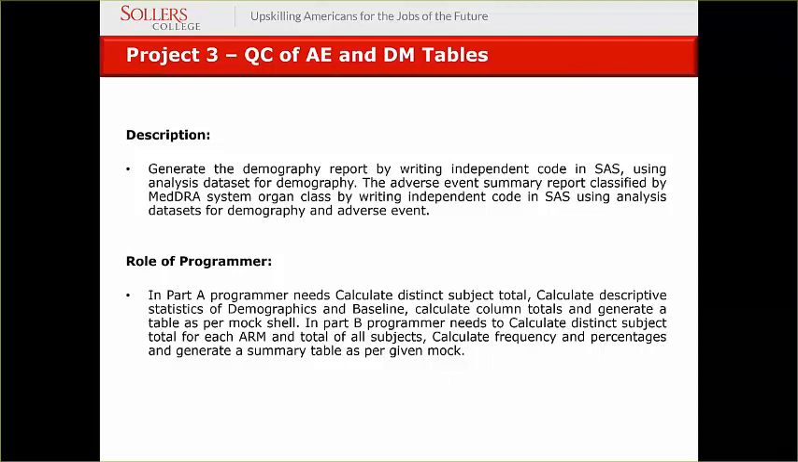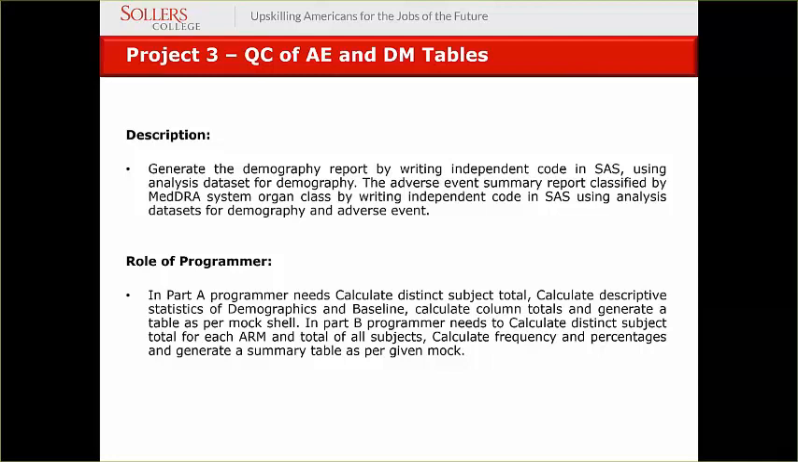So these three projects, I think the first two have been explained. The last one here is about the QC of adverse events and demographic tables. If you're not aware, those are two different kinds of tables or reports, call them whatever you want, in the pharmaceutical setting.